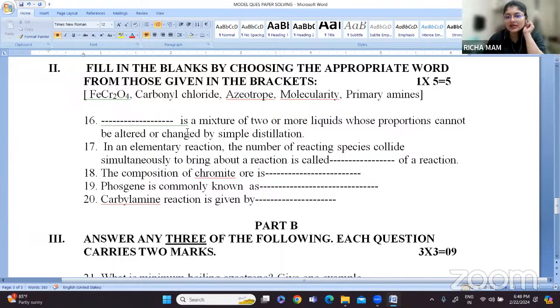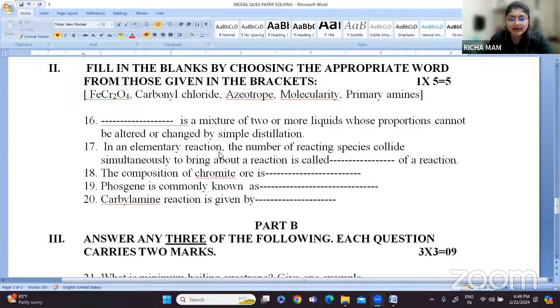16th one, dash is a mixture of two or more liquids whose proportions cannot be altered or changed by simple distillation. Yes, Dhanush and Kalki have answered it right. Yes, it is azeotropes. The answer is correct. Azeotrope. Okay, going for the next one.